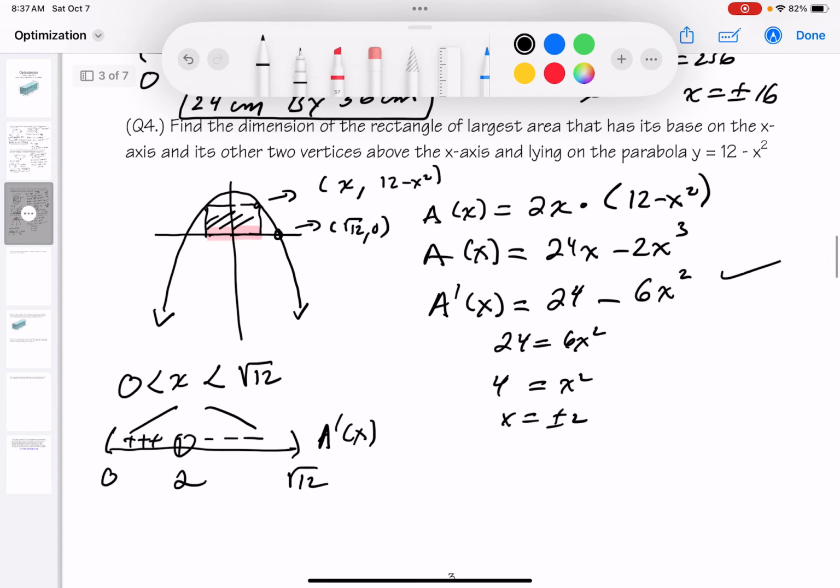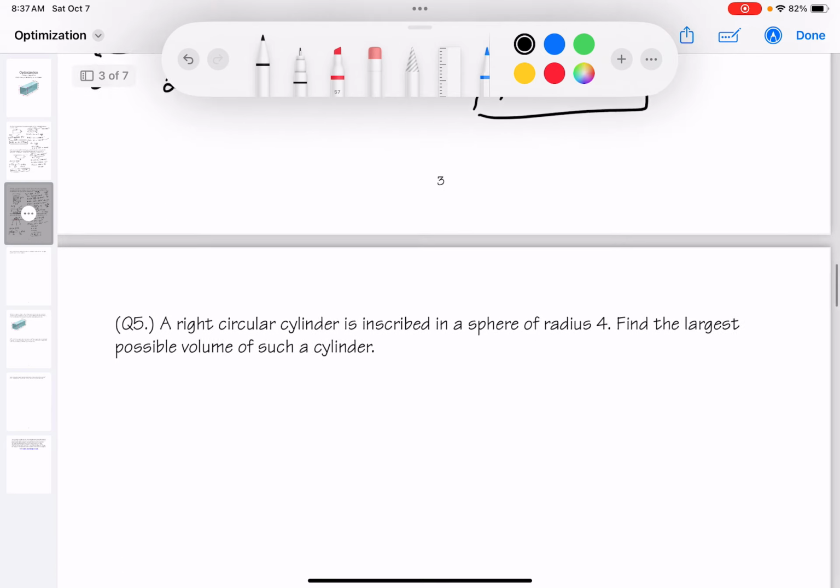Find the dimensions of the rectangle. Well, the dimensions are going to be what? The base of it is going to be twice the x, which is 4, by, what's the height of it going to be? Well, I'm looking at that point over there. The height is going to be 12 minus 2 squared, which is going to be 8. I don't see any units on this, so it's a 4 by 8. Let's go to the next question.